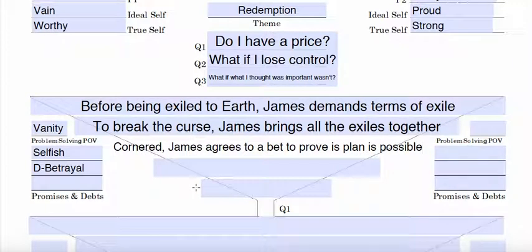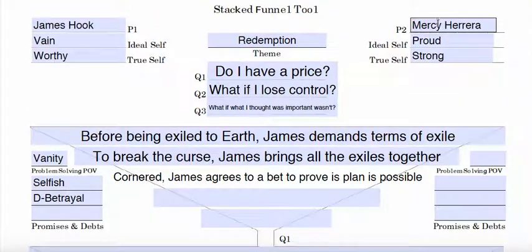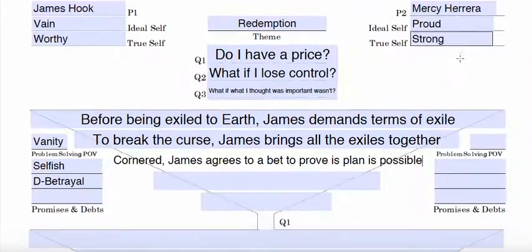So he agrees to this bet that he can make anyone fall in love with him. And so one of the exiles, the consequence of that is one of the exiles chooses their waitress, which happens to be a woman who James had a very unpleasant interaction with earlier in the chapter. And of course, this waitress is our second protagonist, Mercy Herrera. So now she comes into play.